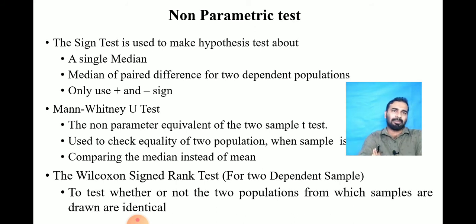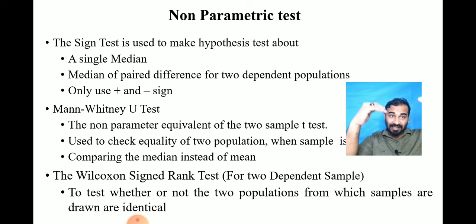Now let me discuss some of the non-parametric tests. I'm just giving some idea about it. If you want to get more idea, you go for referring a textbook, on how to do the procedure and all. Okay, then the first type of test is the sign test. The sign test is used to make a hypothesis testing about a single mean or median of a pair difference for two dependent populations.